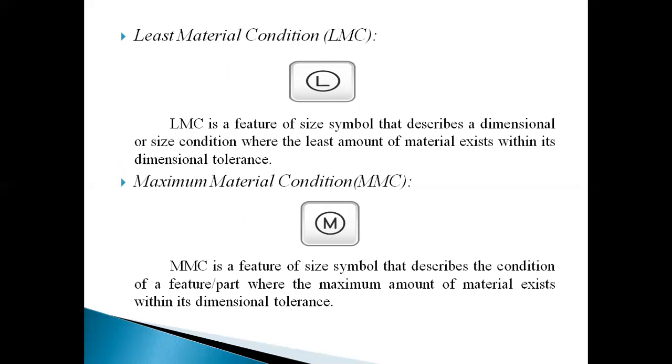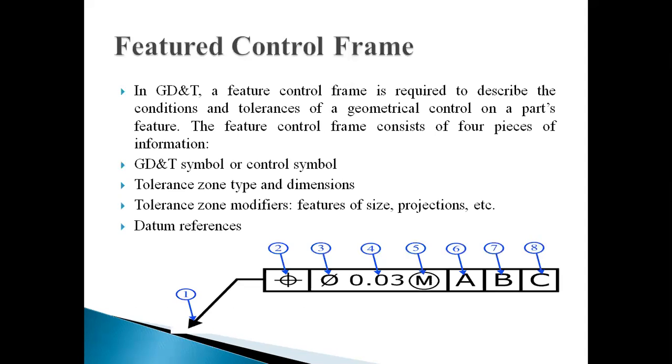Next one is the least material condition. Least material condition is a feature of size symbol that describes a dimensional or size condition where the least amount of material exists within its dimensional tolerance. For example, largest hole size or smallest shaft size. Next is the maximum material condition, a feature of size symbol that describes the condition of a feature or part where the maximum amount of material exists within its dimensional tolerance. For example, minimum hole size and maximum shaft size.